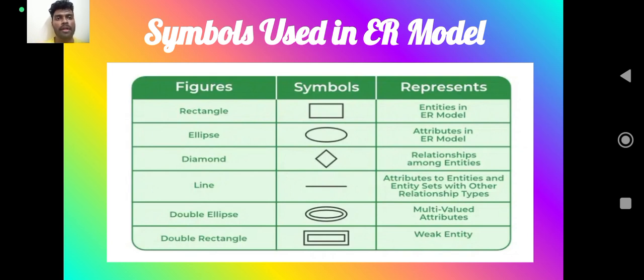Okay, and the next one is a line. You can see the symbol and what it represents. It represents attributes to entities. Okay, and double ellipse, you can see the symbol, and it represents multivalued attributes. And the next one is double rectangle, you can see the symbol, and that represents a weak entity.